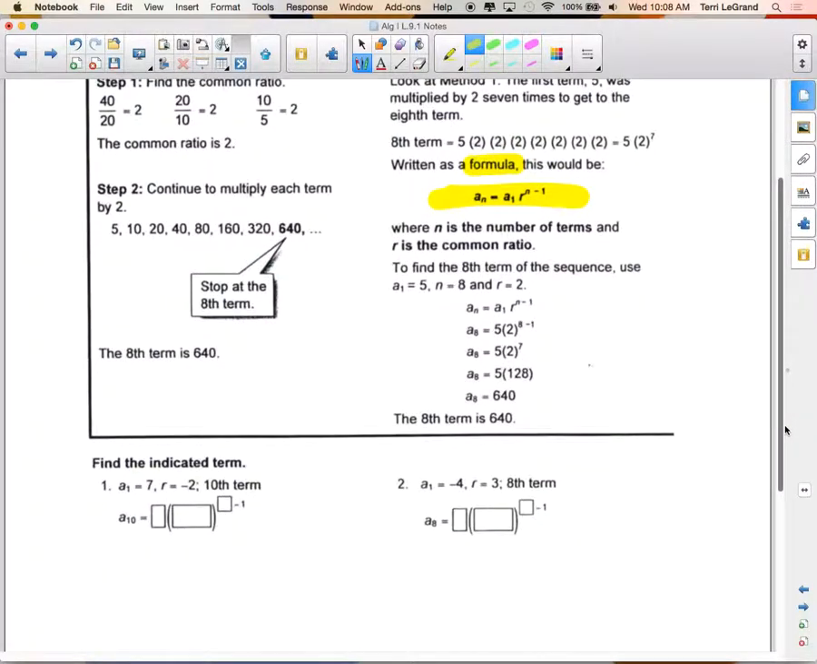And the other thing we want to highlight is what are the parts of this? N is the number of terms. We already talked about R being the common ratio. And we should be able to go off to the side here and remember from arithmetic sequences what A sub 1 means. What is the A sub 1? The first term.